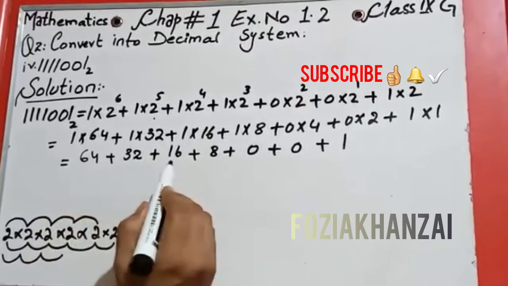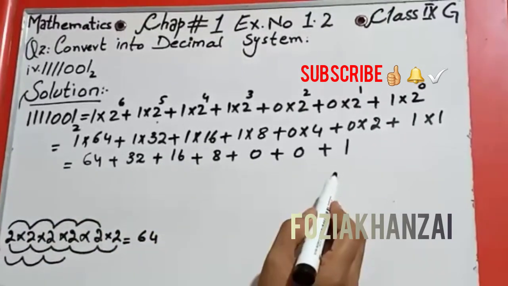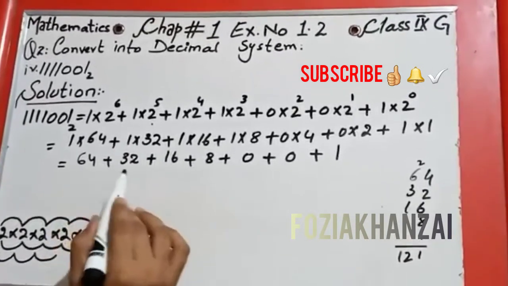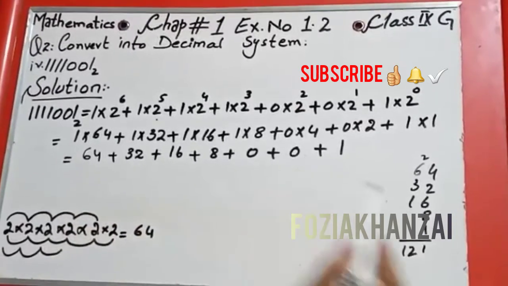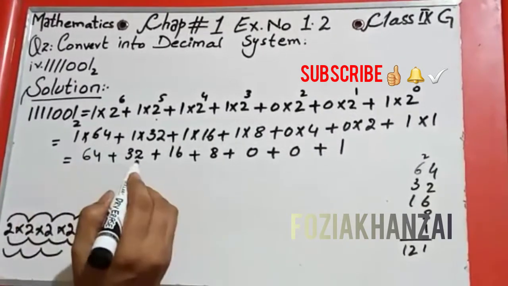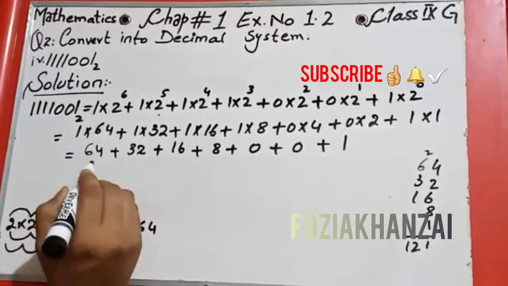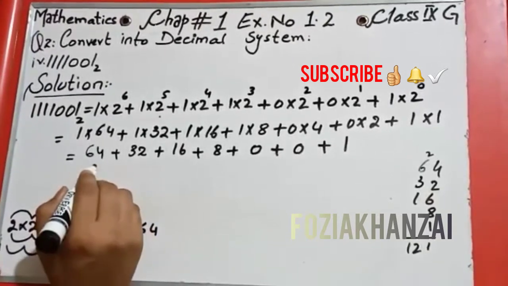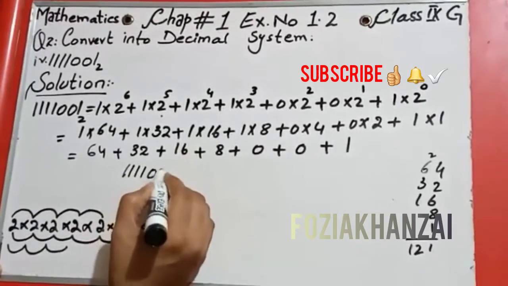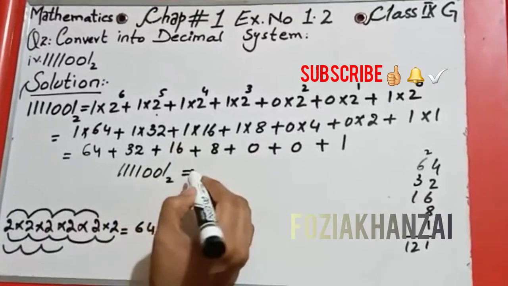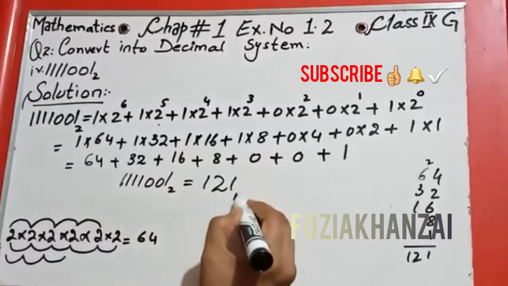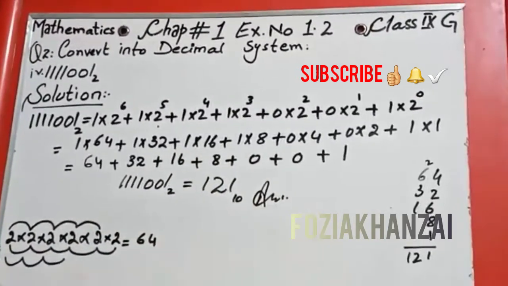64 plus 32 plus 16 plus 8, then plus 1. 64, 32, 16, 8, 1. Okay, after plus 121 answer. Therefore, in decimal system, 1111001 base 2 is equal to 121 base 10 would be the answer.